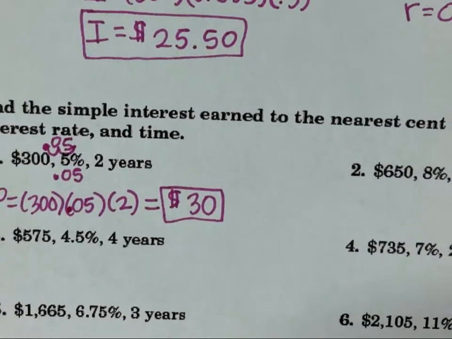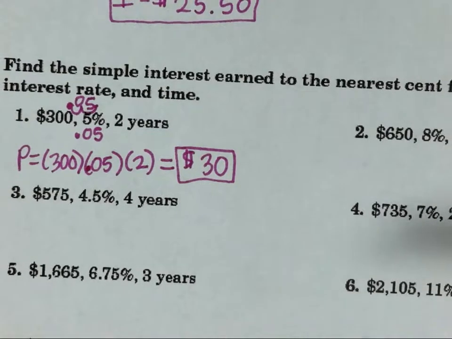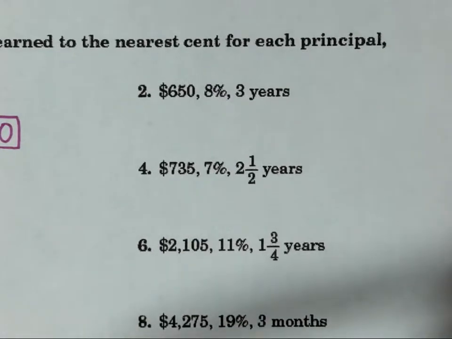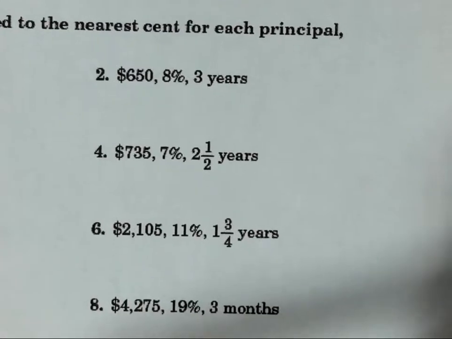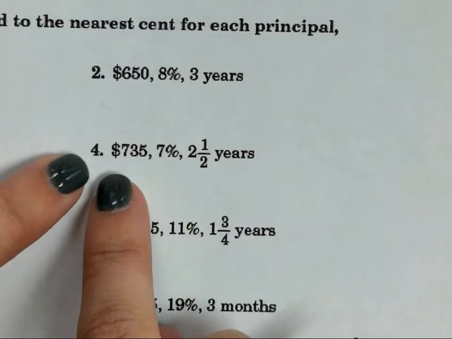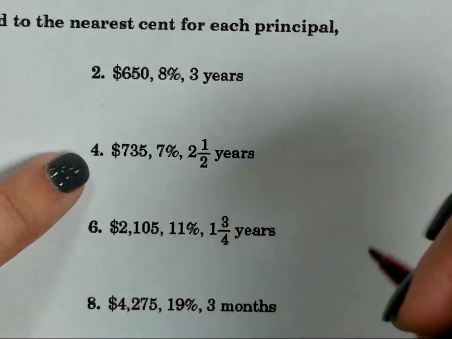We're going to do a couple more together. All right, let's skip number 2 and move on to number 3. Actually, we're going to skip and move to 4. So we're going to move over here to example number 4. So I've got $735, 7%, and 2.5 years.